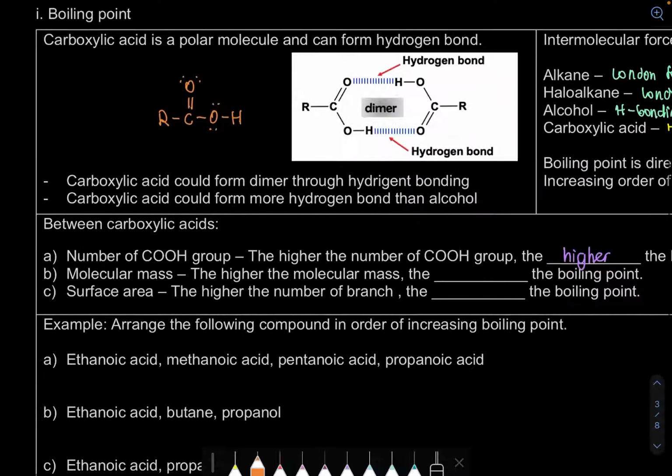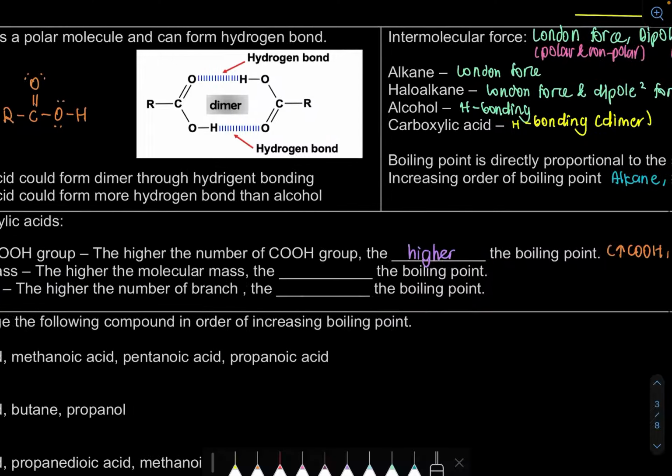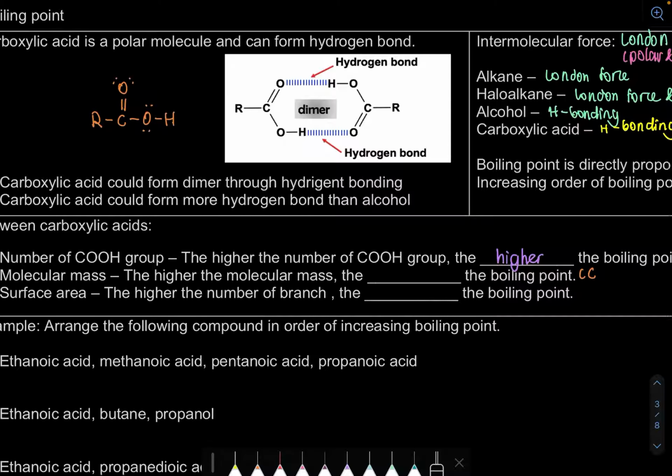Next, if we have the same number of COOH groups, what's the difference? It is actually the molecular mass. For molecular mass, what you are going to focus on is the number of carbon, because hydrogen has a molecular mass of only 1 and carbon is 12. So that's why we look at the different number of carbons. The higher the molecular mass, the stronger our intermolecular force.